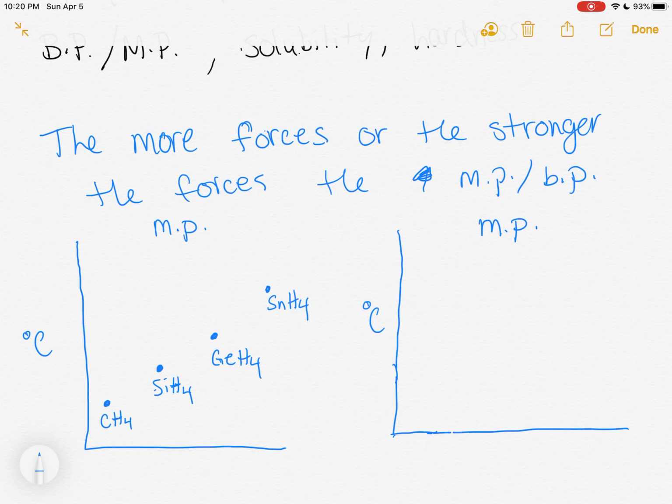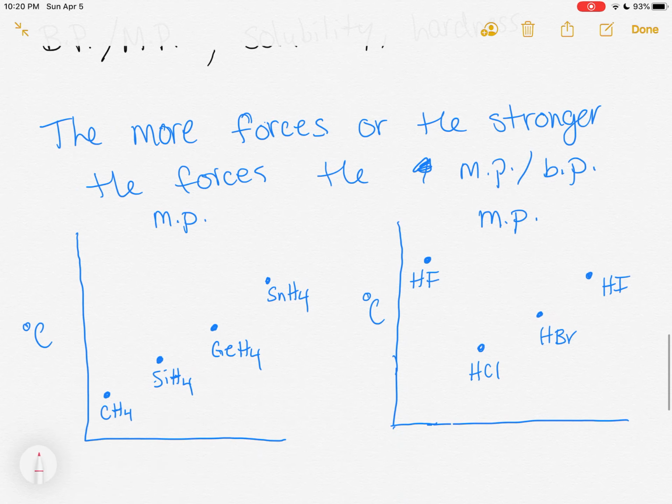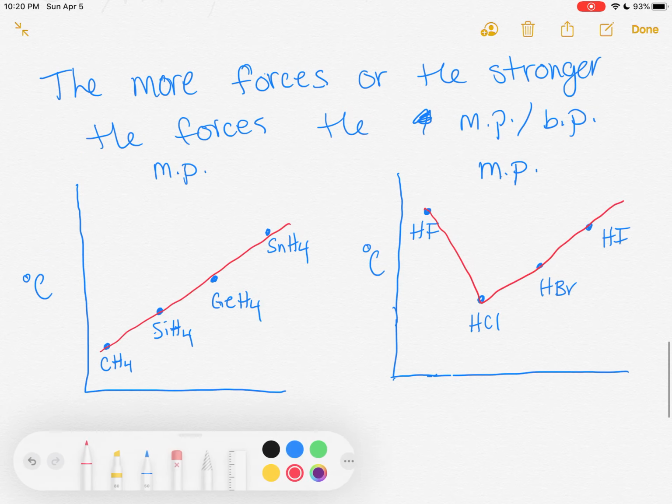And on our second graph, we're going to have a melting point for HF that is somewhere up here, our melting point for HCl, and then we're looking at HBr, and then we're looking at HI. In these graphs, we're just looking for trends in our melting point.